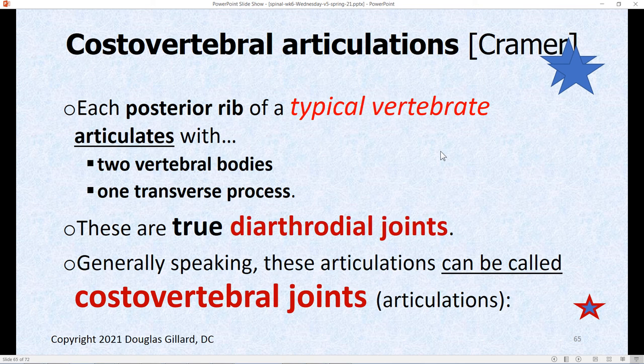What does that mean? They have a joint capsule around them. They have a synovial membrane covering the inside, which secretes synovial fluid. And so they're filled with a slippery fluid. And they also have nociceptive fibers, so they're capable of becoming horrible sources of pain should things go wrong. The joints between the vertebral bodies and the ribs are called the costal vertebral joints. You'll be adjusting these things all the time.